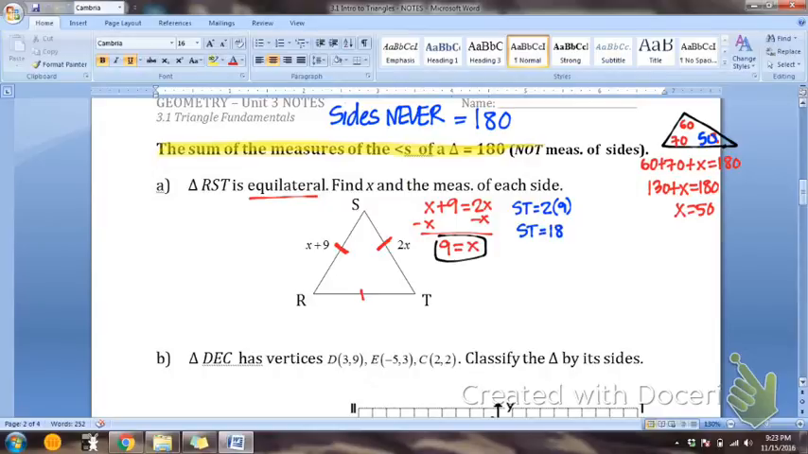Again, I know that all three sides are the same, so if ST is 18, then RS is also 18, which means that RT is also 18. All three of them are each 18. Now, we don't know if it's 18 feet or 18 inches or 18 meters, but I know that they're all 18. Notice 18 plus 18 plus 18 does not add up to be 180 because sides don't. Say it with me, sides do not equal 180.